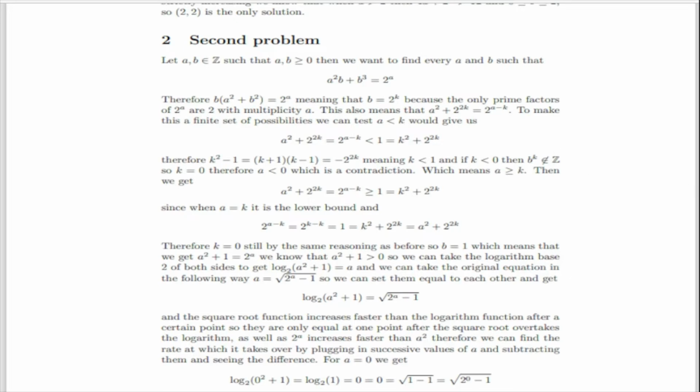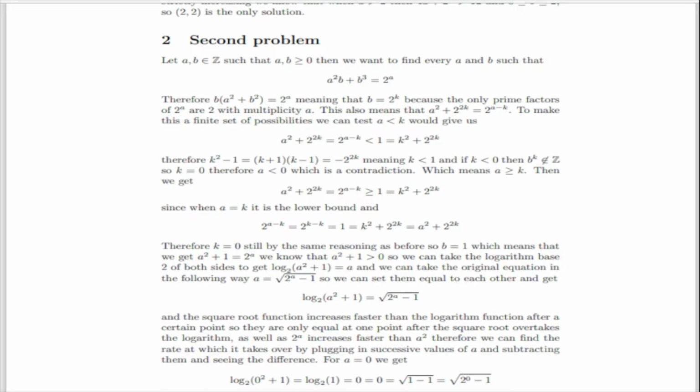And if k is less than 0, then b to the k is not an integer. So we get k is strictly 0. Therefore, if a is less than 0, that gives us a contradiction, because it's the positive or non-negative integers. So a must be greater than or equal to k.